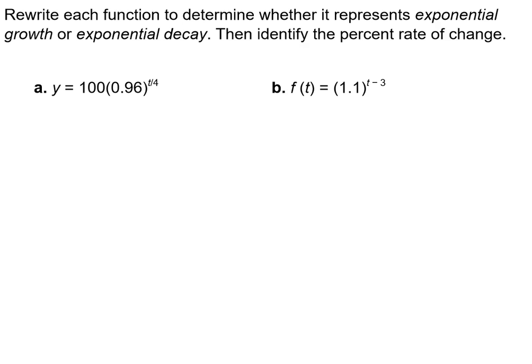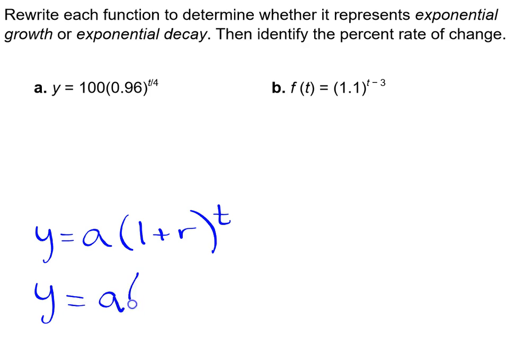Okay, this says rewrite each function to determine whether or not it represents exponential growth or exponential decay. So you're looking back at those models that we wrote that look like this. One looks like that, and one looks like this, growth or decay. So if it's plus, it's growth, and if it's minus, it's decay. We can tell if it's growth or decay just by looking at this number right here. Is this number greater or less than 1? So it is decay, and this one is greater than 1, so it's growth.